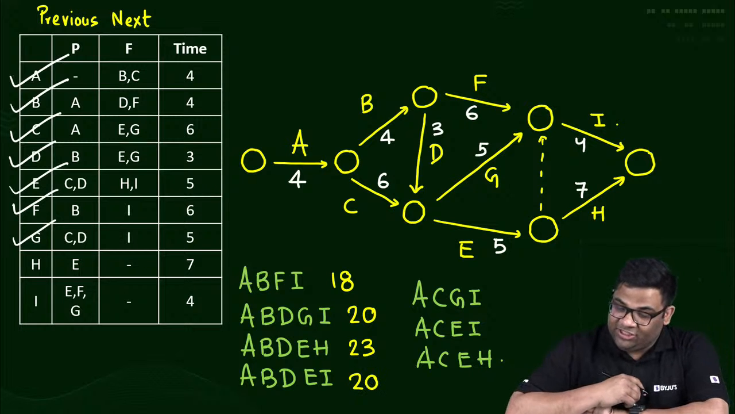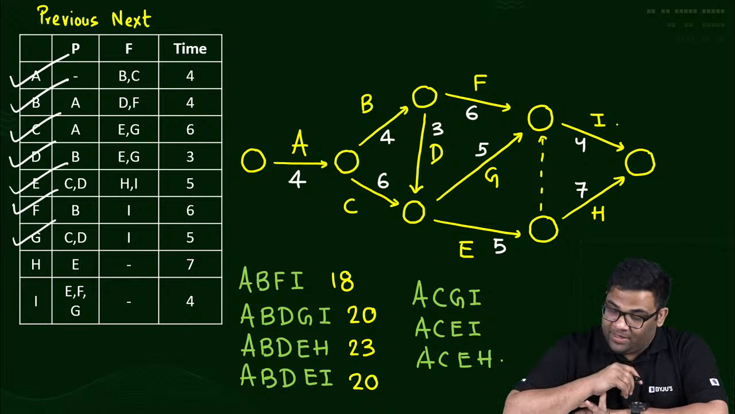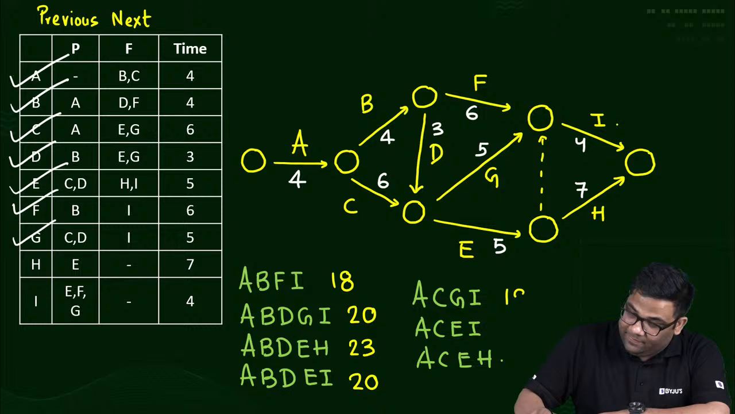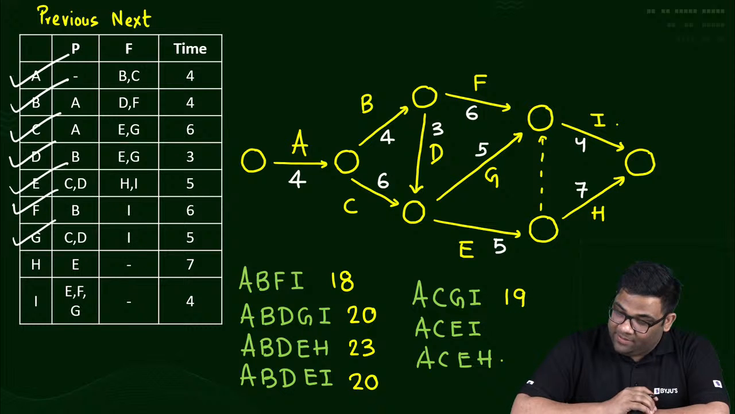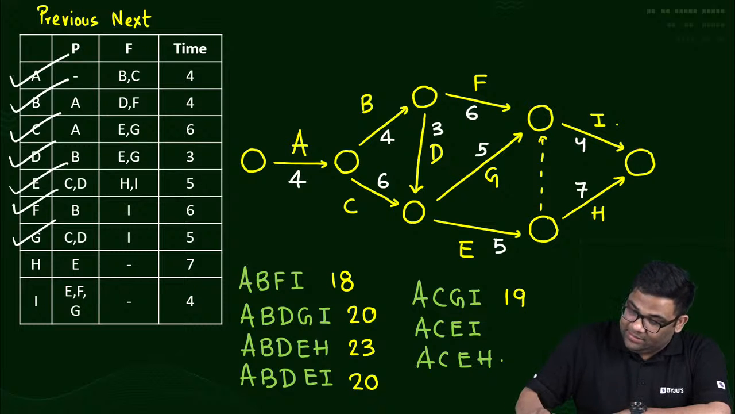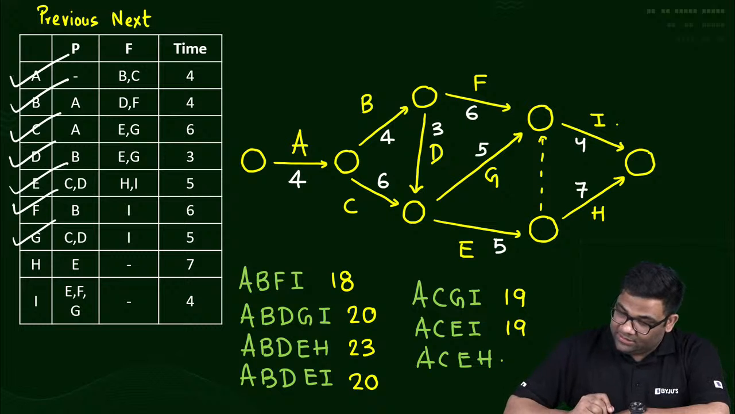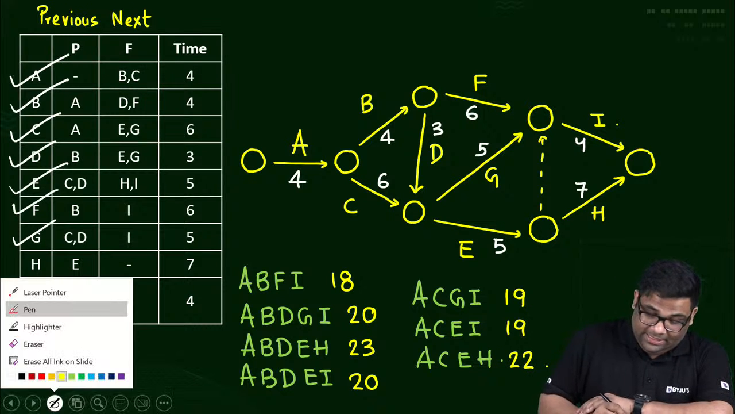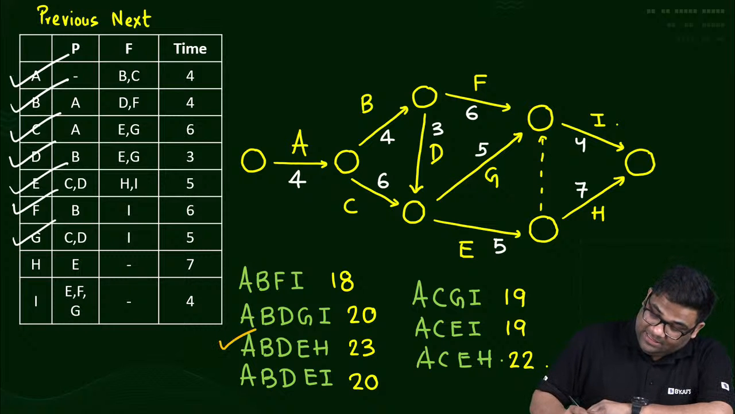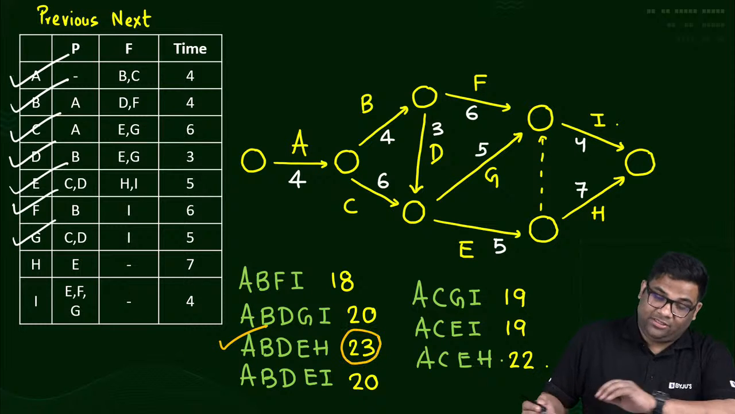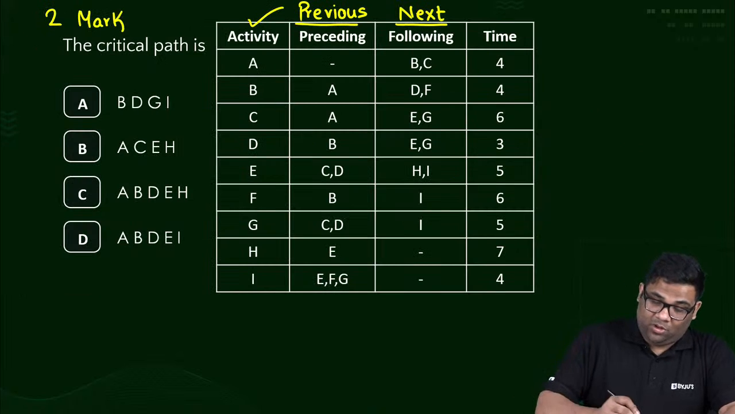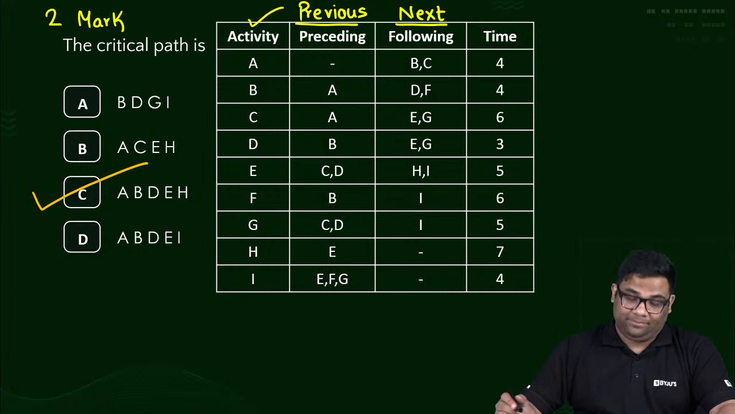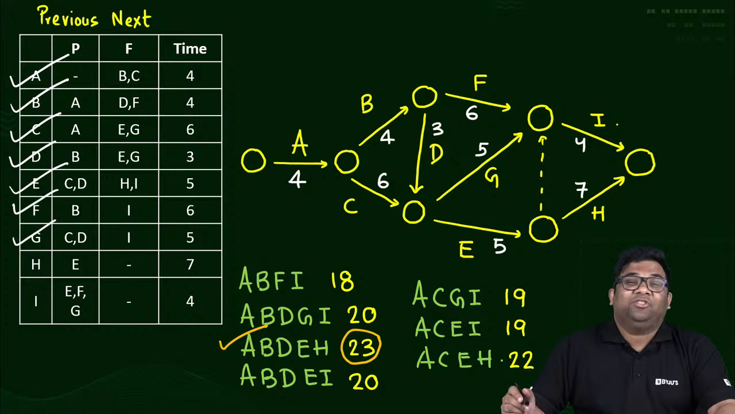And then A, C, G, I: 10 plus 9, 19. And this is also 19. And then this is 22. So, ladies and gentlemen, the critical path is this, and this is the critical duration. As per the options, the answer is B: A, B, D, E, H.